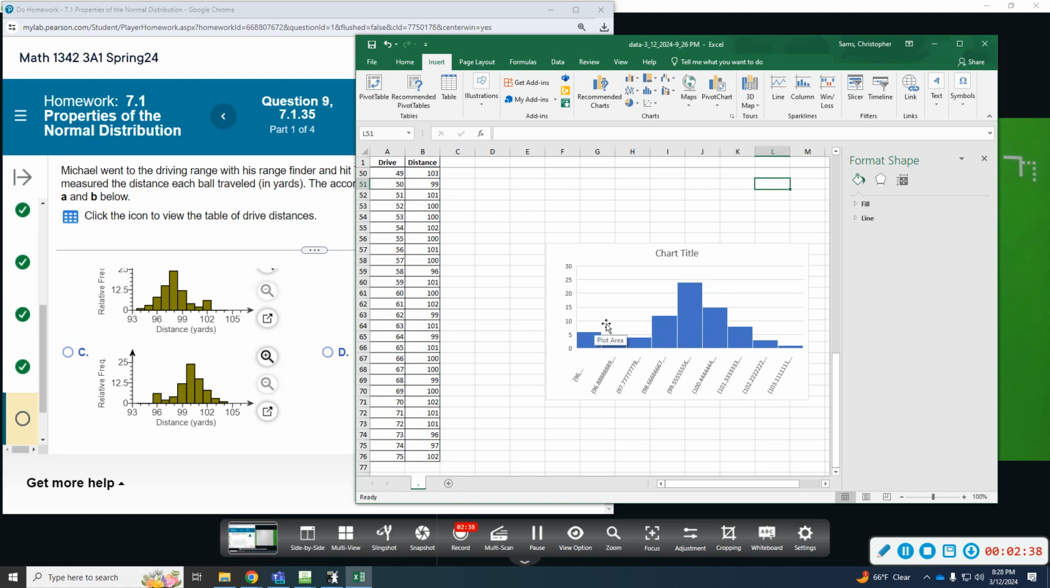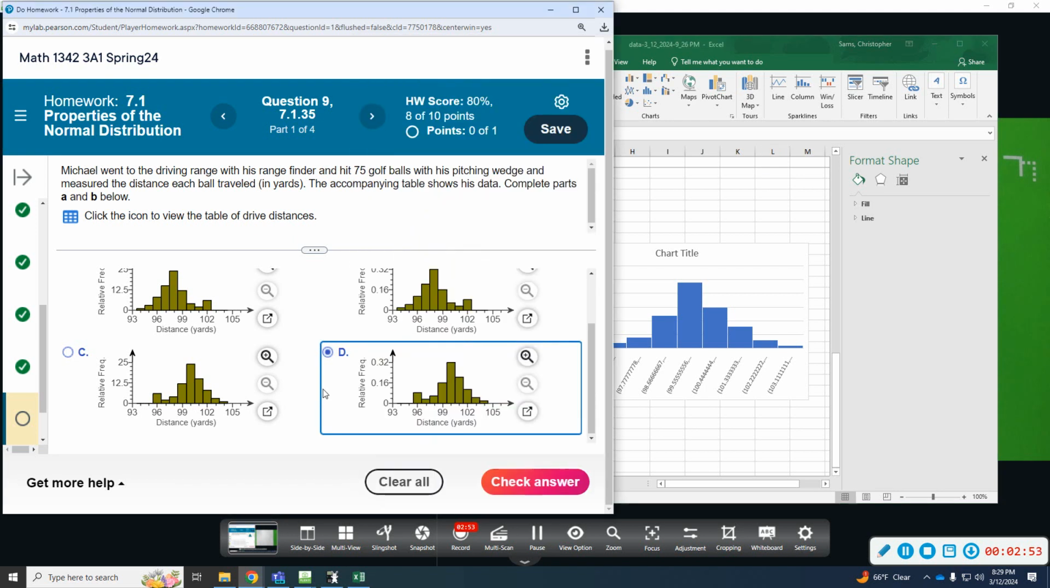I got an up, down, and then we go up, and then we go down. So I'm looking for the graph that looks most like that. This one looks pretty good right here. Is there any other one that looks that close? This one looks pretty close. What's the difference in these two? This one is going out to 104, almost 105. This one stops. I guess the frequency of this last one looks to be a little bit different as well.